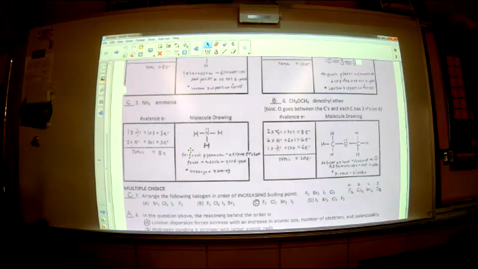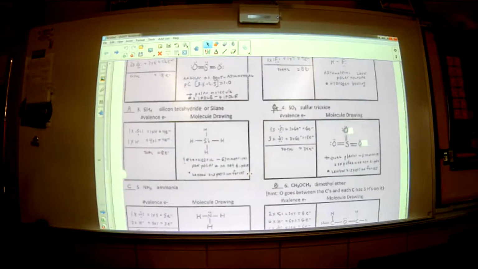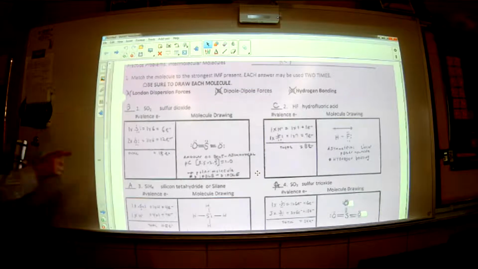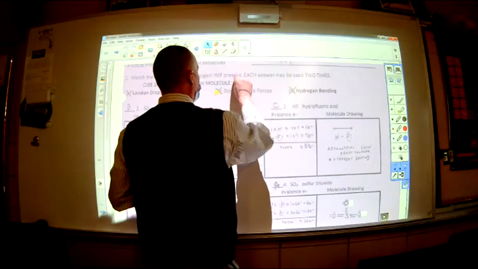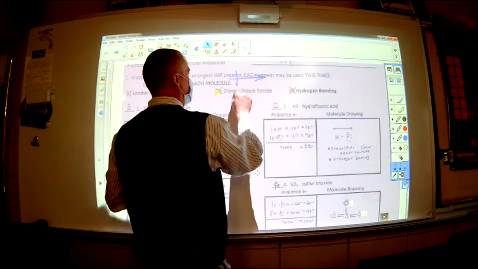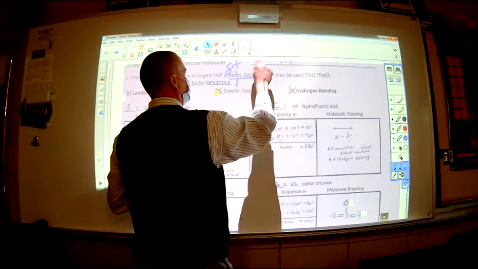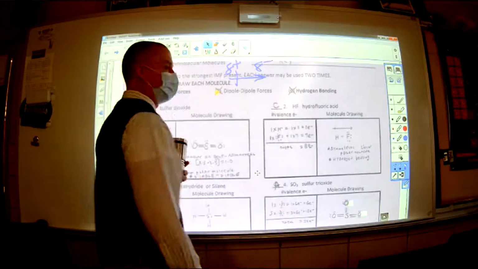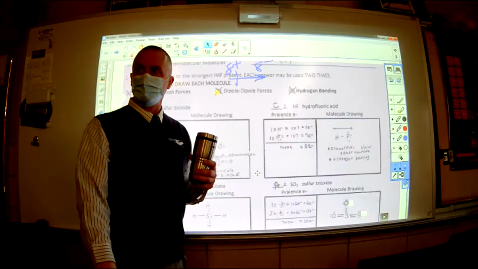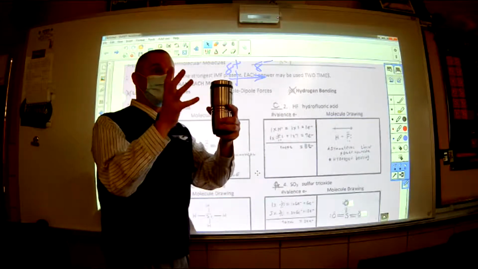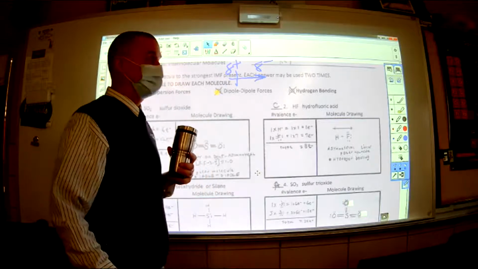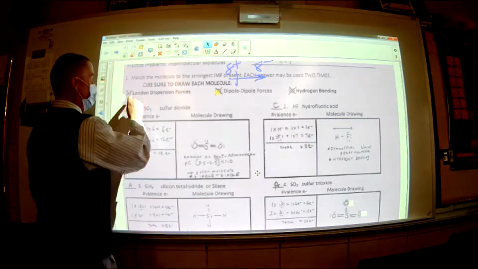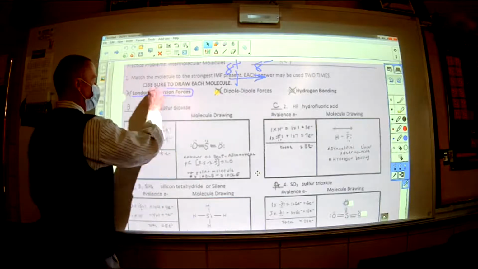So we've got those. Now, how can we tell if it's dipole-dipole? Dipole means that the molecule has a net dipole. It has partial positive areas and partial negative areas. That's what it means. That means they will stick together because of the dipoles. There will be an attraction between nearby molecules.